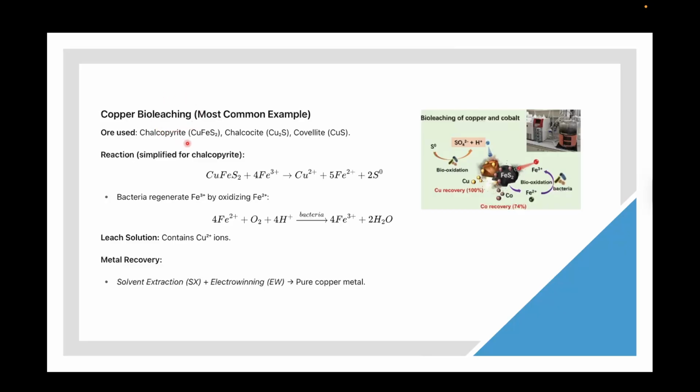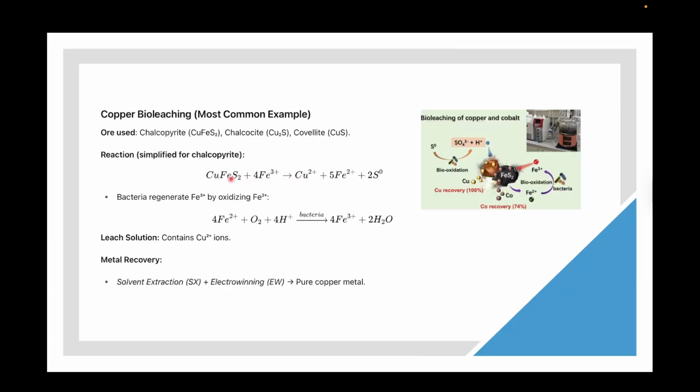Such ores are used, copper ores like chalcopyrite, which is cupric ferrous sulfide, or chalcocite or covellite. This is the simplified reaction. So these copper containing ores can be used to reduce the ferric ion into the ferrous ion in the process oxidizing the copper ion and releasing sulfate. Then bacteria can regenerate this ferric ion by oxidizing ferrous again back to ferric.